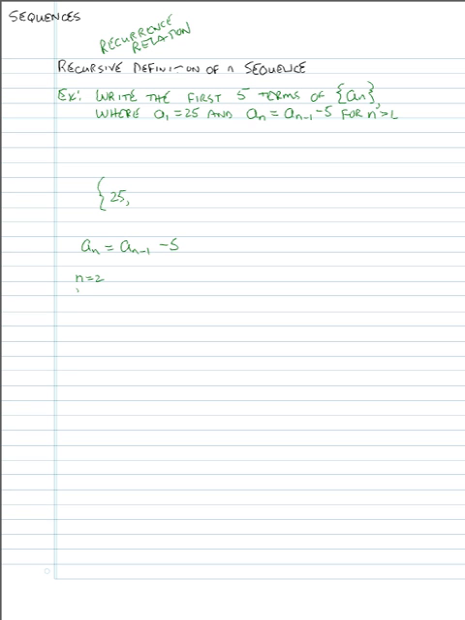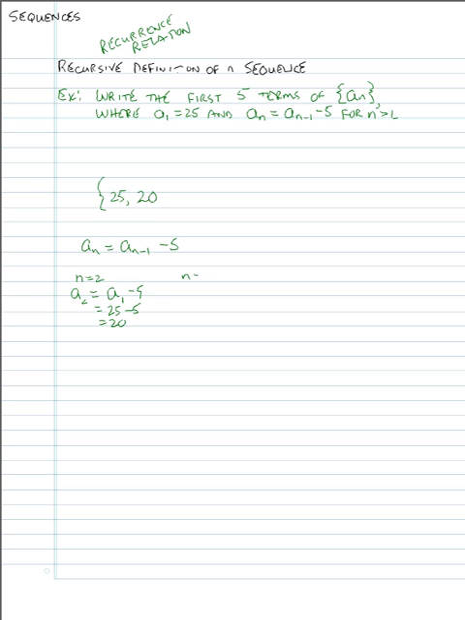Well, then according to the formula, a sub 2 is equal to a sub, now n is 2, so that would be 2 minus 1, or a sub 1. See, n minus 1 is right before n. So to know a sub 2, we'd have to know a sub 1, which of course is 25, and we'd subtract 5 from that, and we would get a 20. So the second term is 20 here.